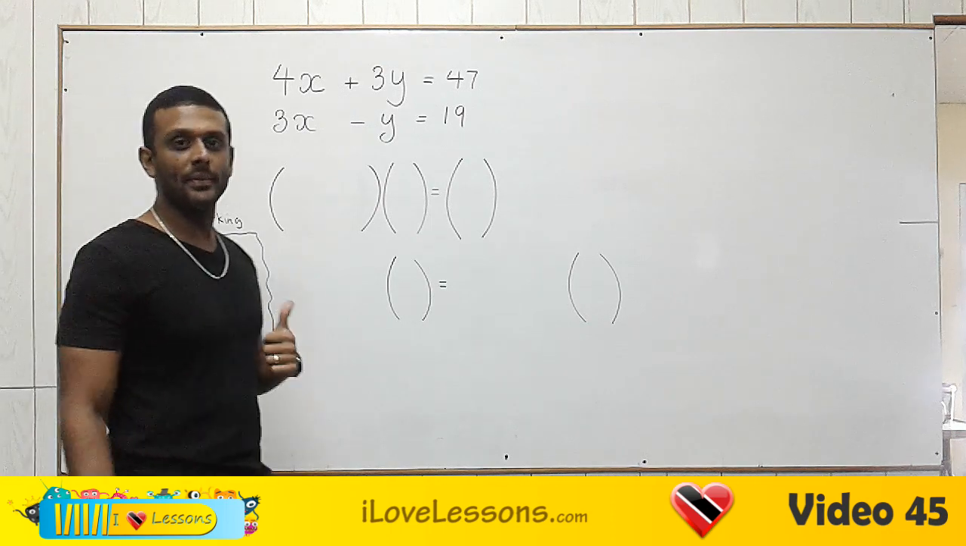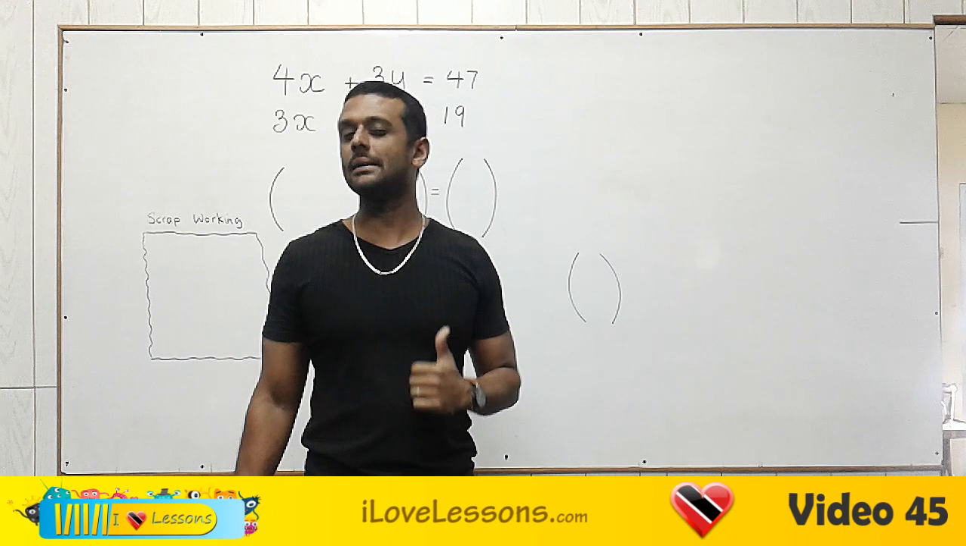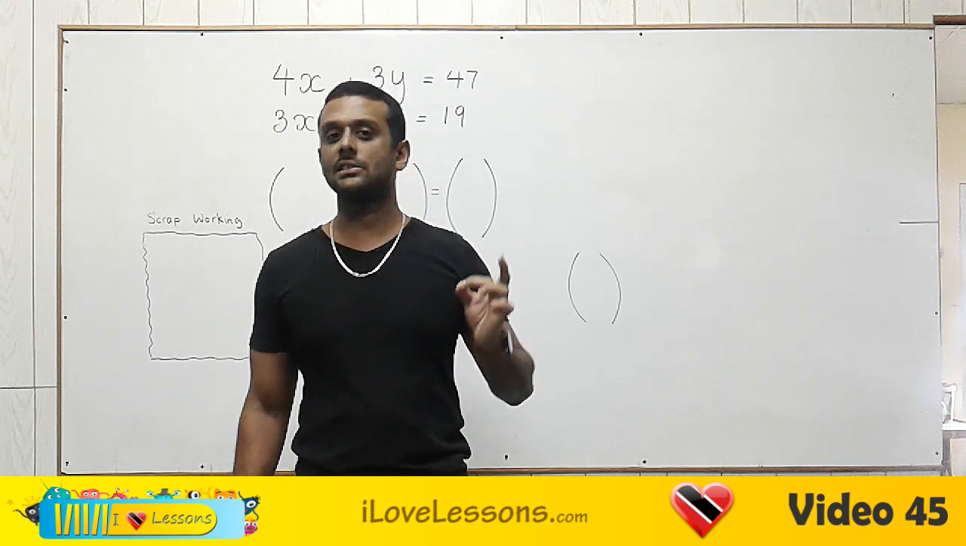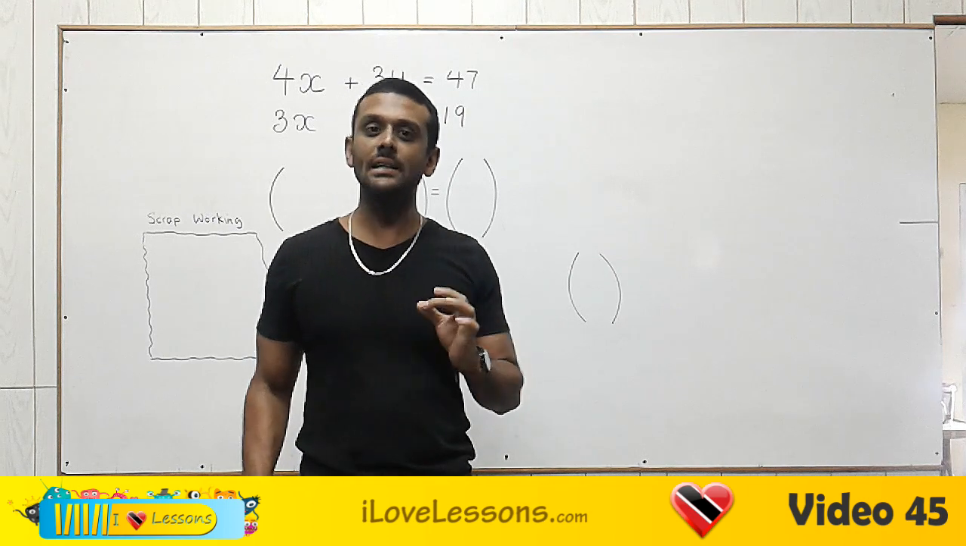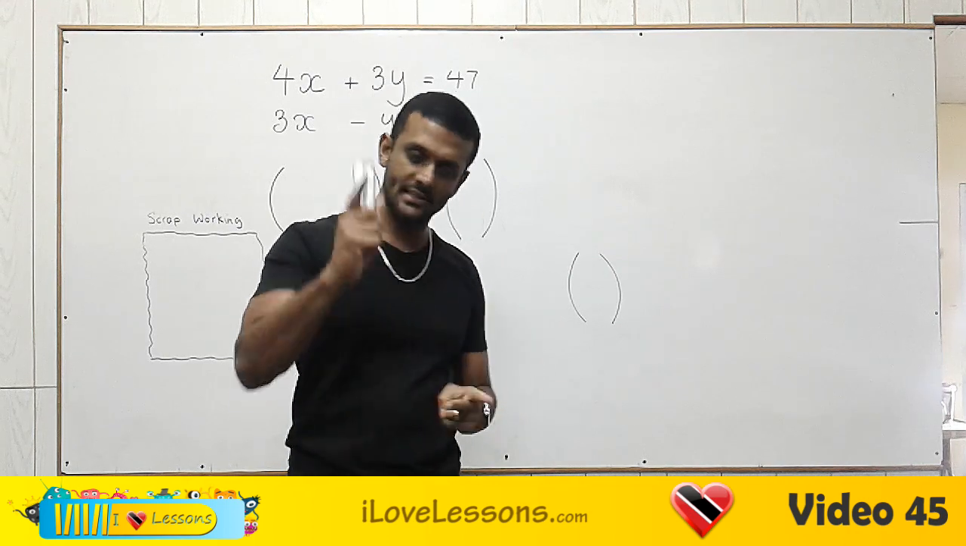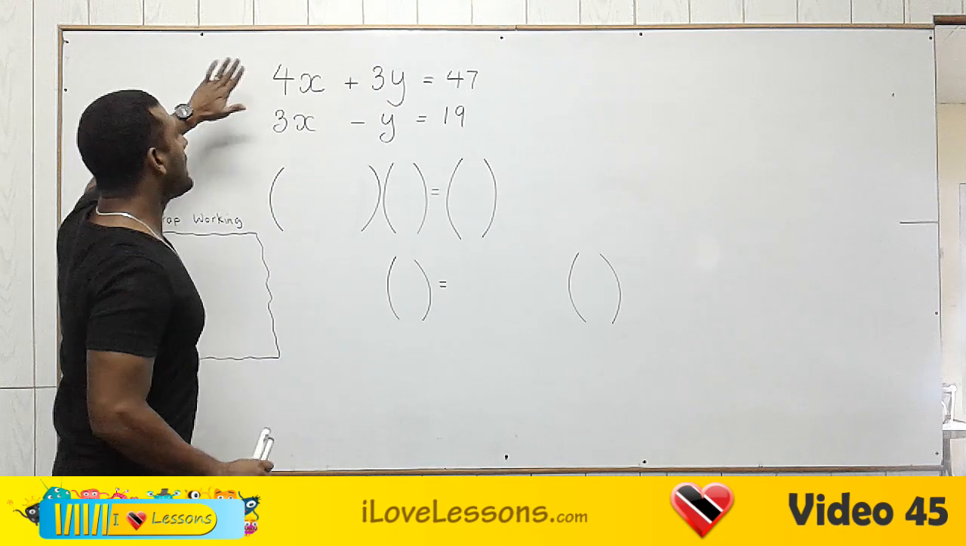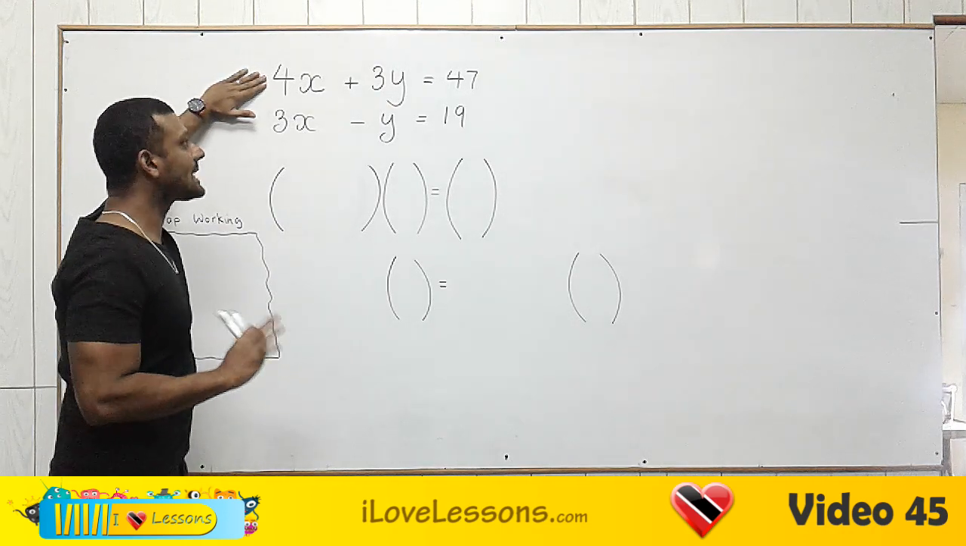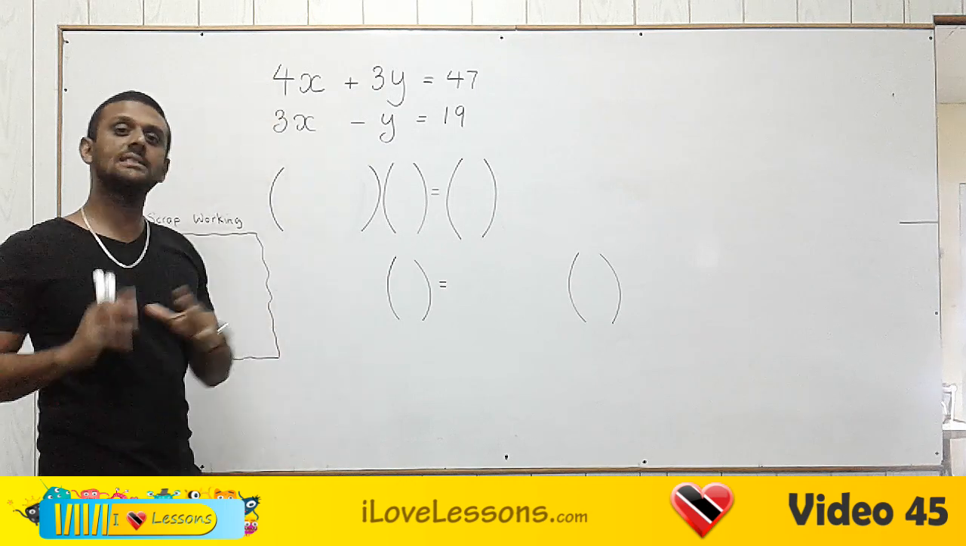Now, on the board, you're going to see a pair of simultaneous equations. And as you may have remembered, when you're solving a simultaneous equation, you're solving for x and you're solving for y. So at the end of the day, we have to get two values, one for x and one for y.